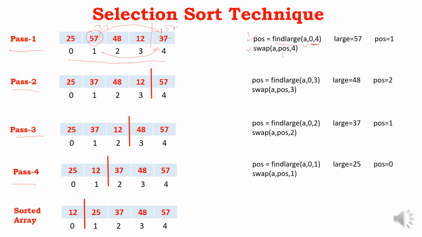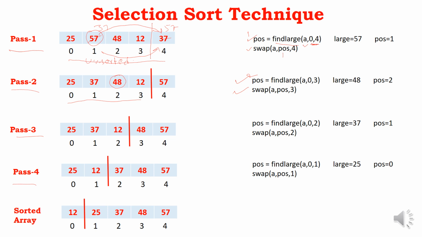57 is the largest element and it is in its proper position, and the remaining elements are 25, 37, 48, 12. They are unsorted elements, and we repeat this procedure in pass 2. Again in pass 2, in these 4 elements, we find the largest element and swap it with the last element. So here 48 is the largest element. This find large returns the position of the largest element, which is 2.